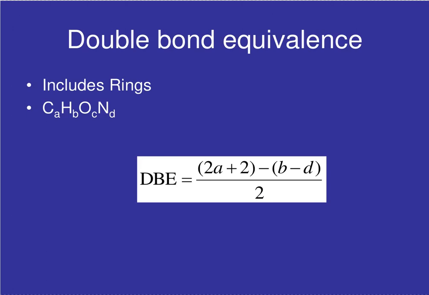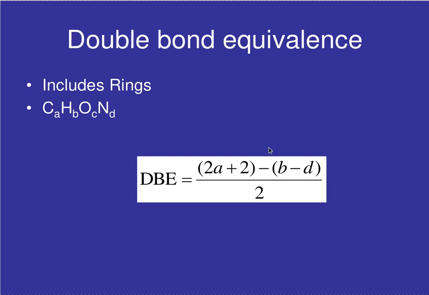Now, sometimes this is called degree of unsaturation, but double bond equivalence is a really useful tool to help you piece together what a compound is. Because if you have a look at a compound and you look at the carbons, the hydrogens, oxygens, and nitrogens, for example, you can calculate the double bond equivalence using this formula here.